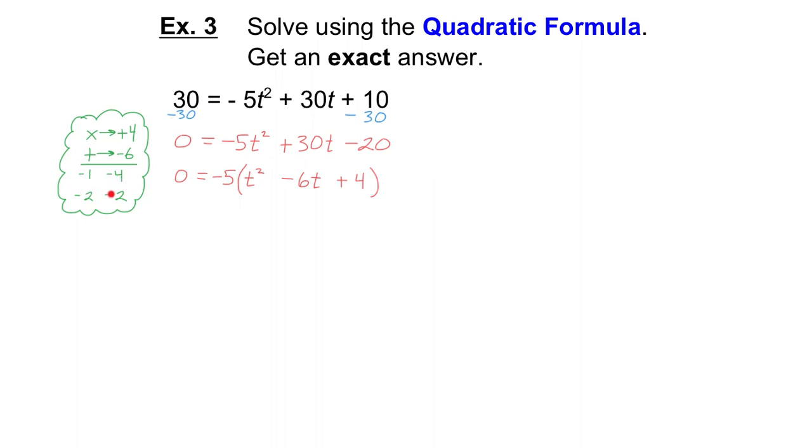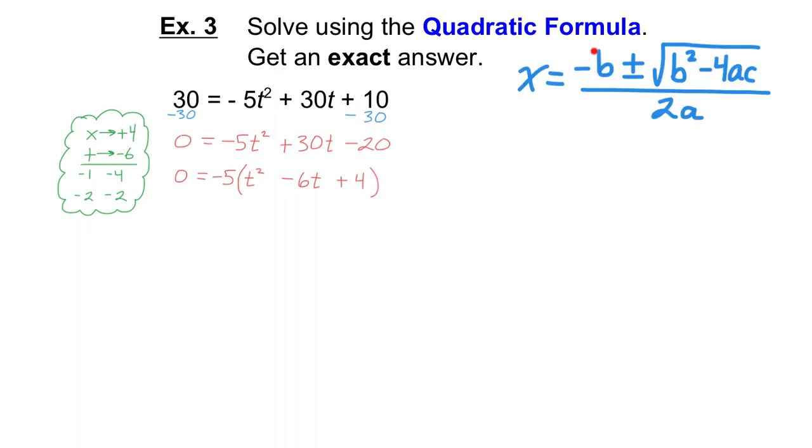These multiply to 4, these multiply to 4, but none of these add up to negative 6. So this can't be factored any further. And so if you were to solve by factoring, you'd be stumped. You wouldn't be able to solve for this. But thank goodness we have the quadratic formula. And just remember, this is the formula up here. Negative b plus or minus the square root of b squared minus 4ac, all of that divided by 2a.